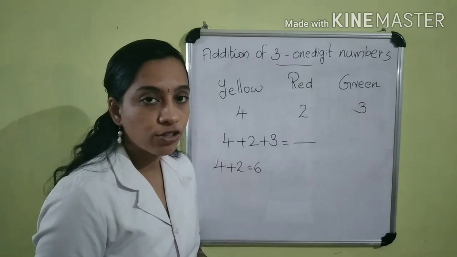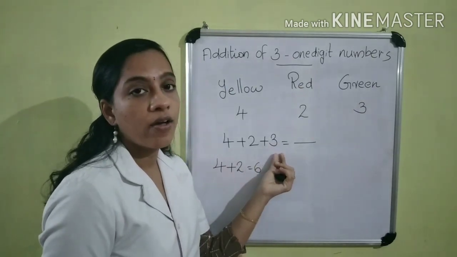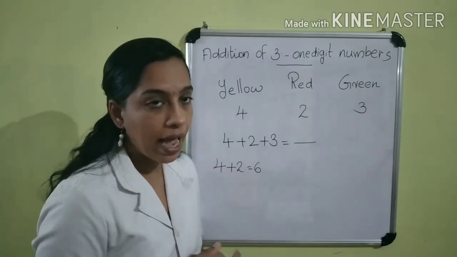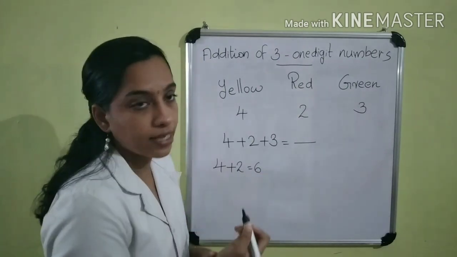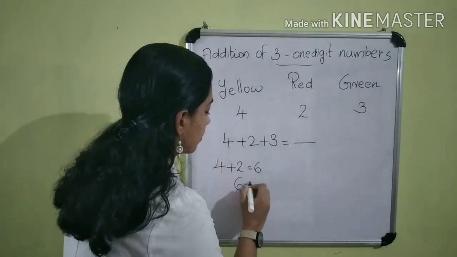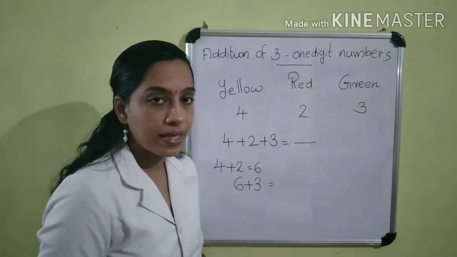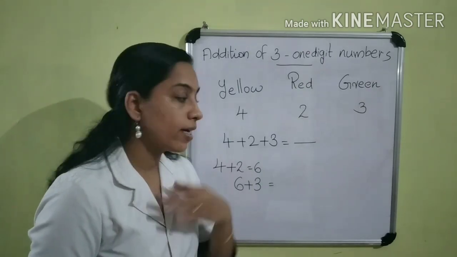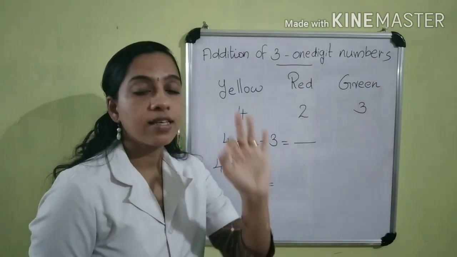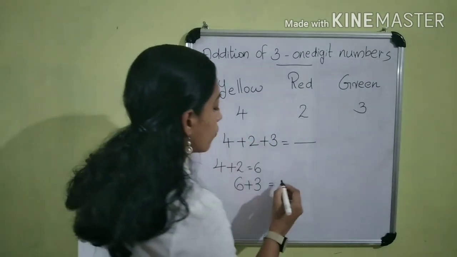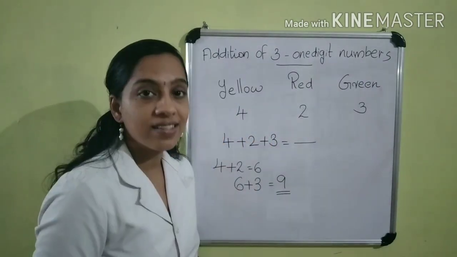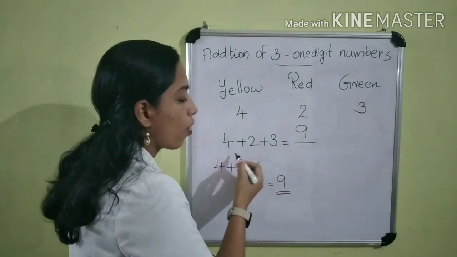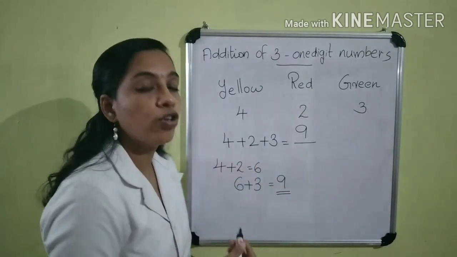Then, we have to add the third number with the sum of the first two numbers. That is, we have to add 3 with 6. 6 plus 3 is equal to? How do you find out the answer? We will keep 6 in mind, 3 in hand. After 6, 7, 8, 9. So, we get the answer 9. That is, the total number of blocks is 9. 4 plus 2 plus 3 is equal to 9.